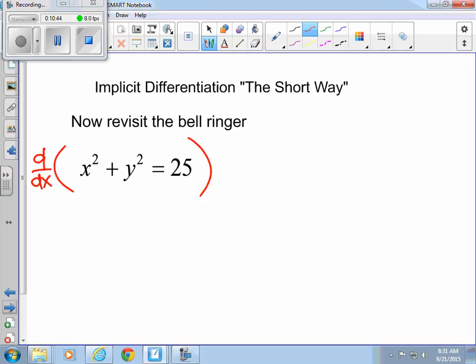So what's the derivative of 2x? 2x. What's the derivative of y squared? 2y dy dx, because we took the derivative of 2y prime. Yes, if you want to use the other notation, 2y y prime. And what's the derivative of 25? 0. Now I can get dy dx by itself.